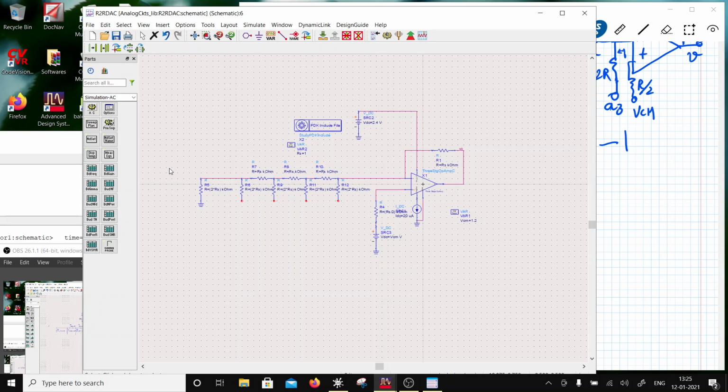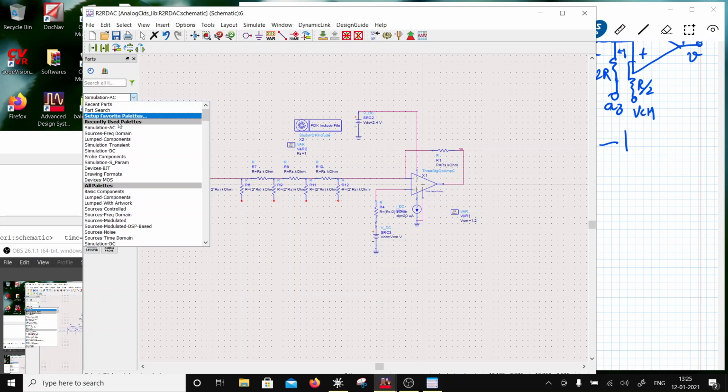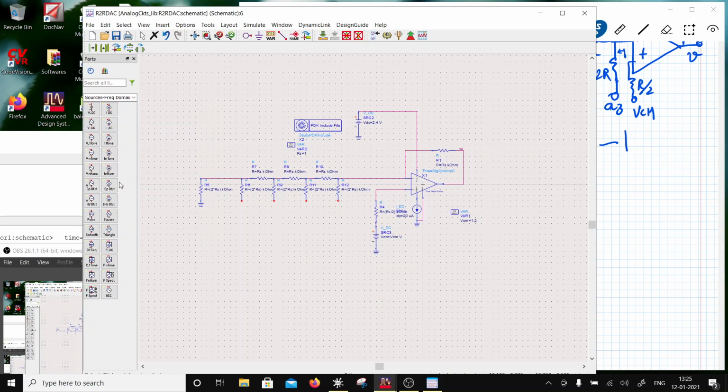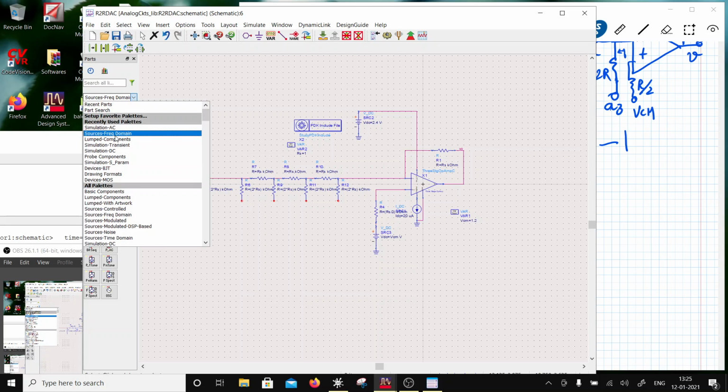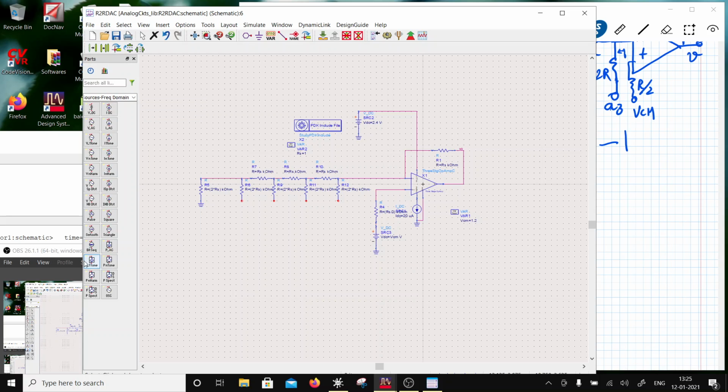I'm going to put in here 4 sources, and we know that the maximum frequency is around 250 kilohertz. So let's start with 200 kilohertz. So let's put here V pulse, from sources frequency domain, and then there is a pulse over here. For this pulse, I am going to set the voltage to be VCM, the common mode voltage. And then the frequency I'm going to put here is 200 kilohertz.